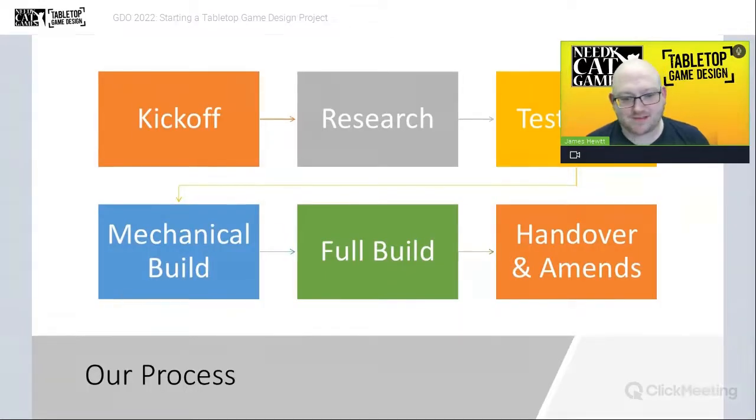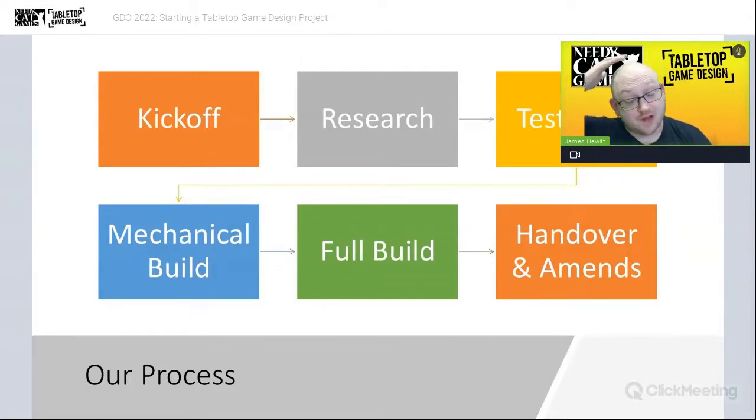Last week we talked about, among other things, our design process. And I want to recap that really quickly because it's quite important based on what we're going to talk about today. So when we design games at Needy Cat Games, we have a 6-stage process that we go through. And that is true whether we're designing a game for ourselves or for a client. So we always start with a kickoff where we think about what the parameters of the project are. Any constraints, any things that we really want to get in there, any things that we definitely don't want to have in the project. We start thinking about all that sort of stuff.